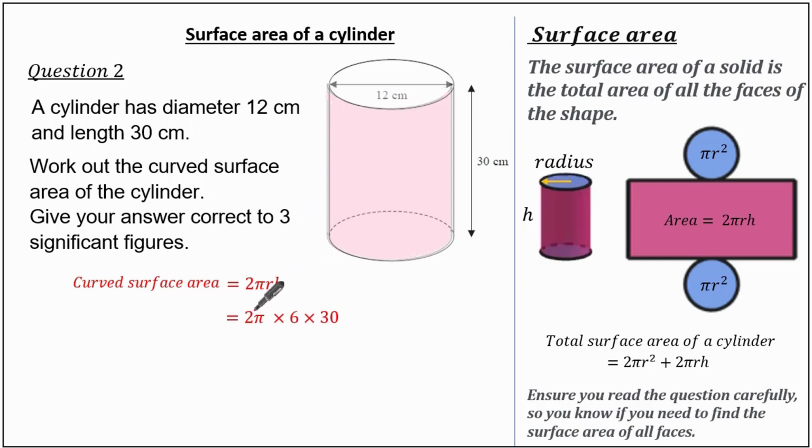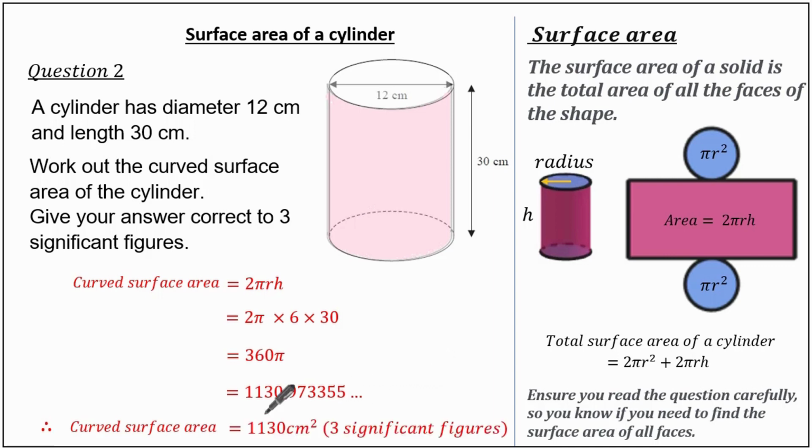The calculation is 2 pi times our 6 for our radius and our 30 for our height. Therefore, simplifying, we have 360 pi. Now remember, the question wants us to find it to 3 significant figures. So converting this to a decimal, we have 1130.973355, and so on. Rounding this to 3 significant figures, we now have our curved surface area to be simply 1130 centimeters squared to 3 significant figures.